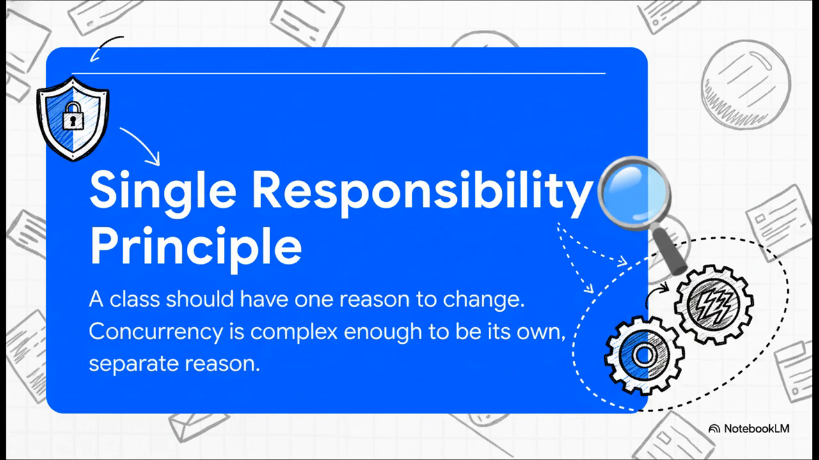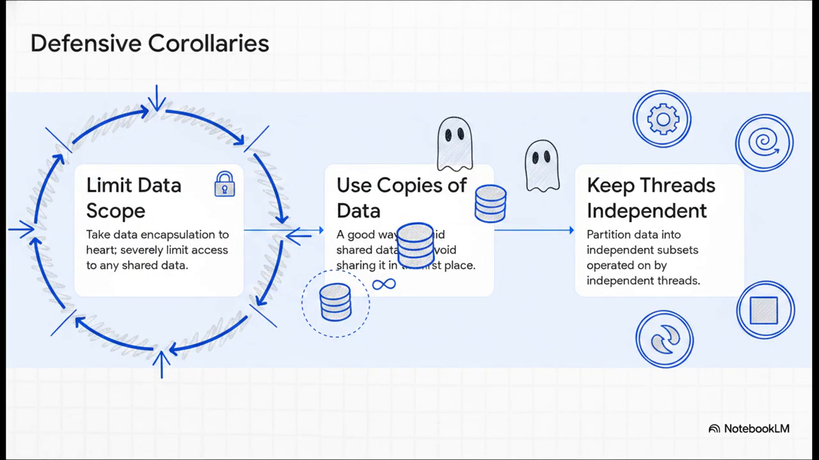So you need to keep your concurrency code separate from your business logic. Isolate it, protect it, give it its own space. And building on that principle, here are three really powerful tactics. First, limit the scope of any data that has to be shared. Seriously, think of it like a crime scene. The smaller it is, the easier it is to control.